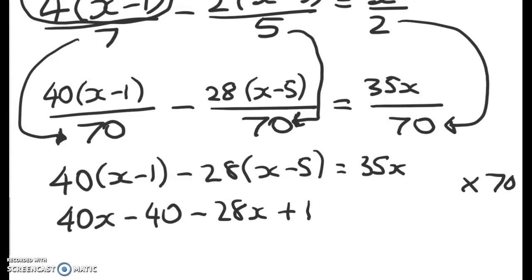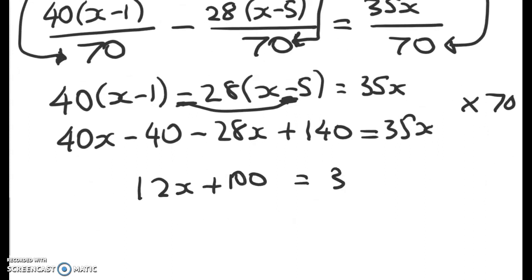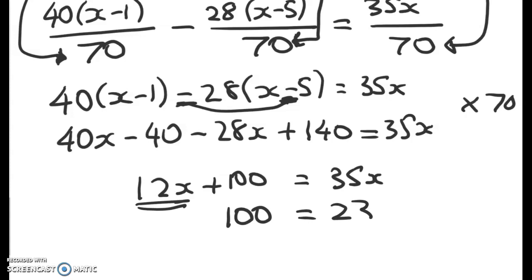28 times 5 is 140. Just notice that it's a minus takeaway times a takeaway, so it's a positive. And we've got 35x here. So cleaning that up gives me 12x plus 100 is equal to 35x. Subtracting this from both sides gives me 100 equals 23x, or x is equal to 100 divided by 23.